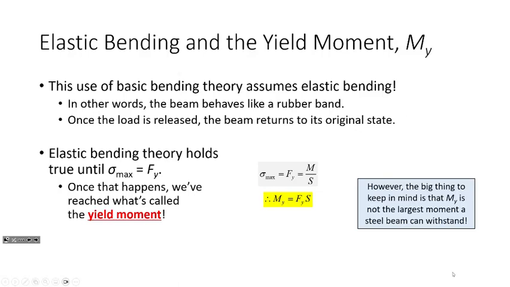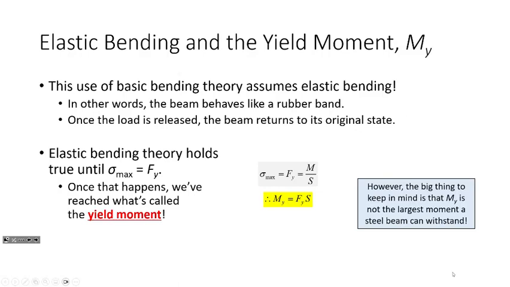So if I wanted to determine what is the maximum bending moment under which this theory holds true, I would call that the yield moment. And so basically what I'm doing is I'm saying sigma equals M over S, set sigma equal to Fy, solve for the moment, and I get a yield moment. Okay? Now to be clear, the big thing to keep in mind is the yield moment is the moment at which the extreme fibers reach the yield stress. And what you're going to see in a little bit is that that is not the maximum moment that a beam can withstand.